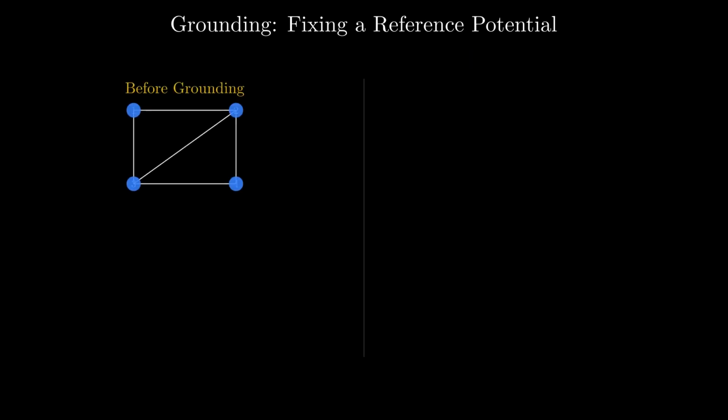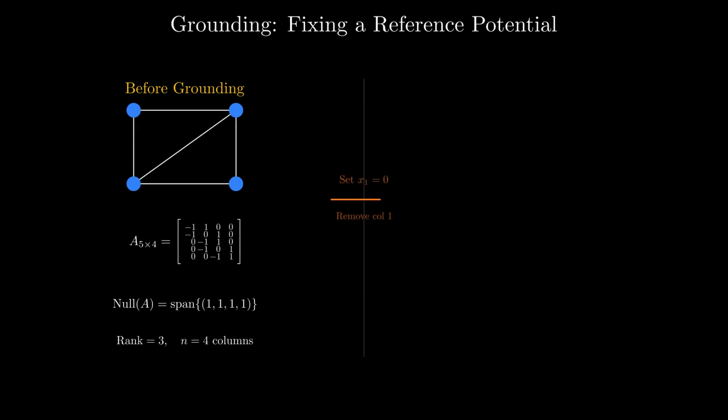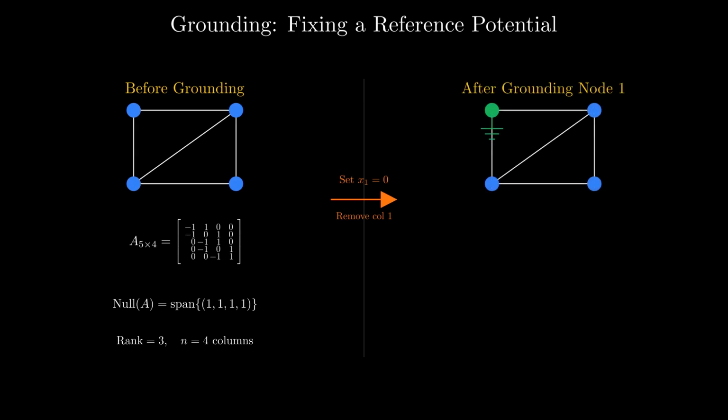Let's see what happens. On the left, we have the situation before grounding. We have our 4-node graph, the full 5x4 incidence matrix A, with a null space equal to the span of the vector 1, 1, 1, 1. The rank is 3, and there are n equals 4 columns. Now, set x1 equal to 0 and remove column 1 from A. This gives us the right panel.